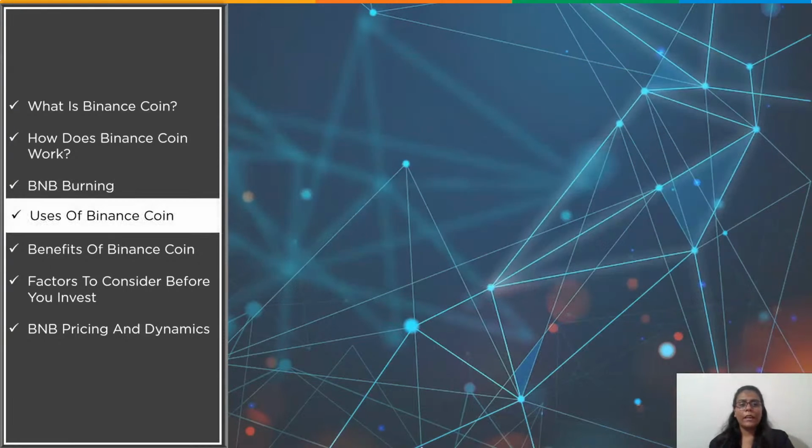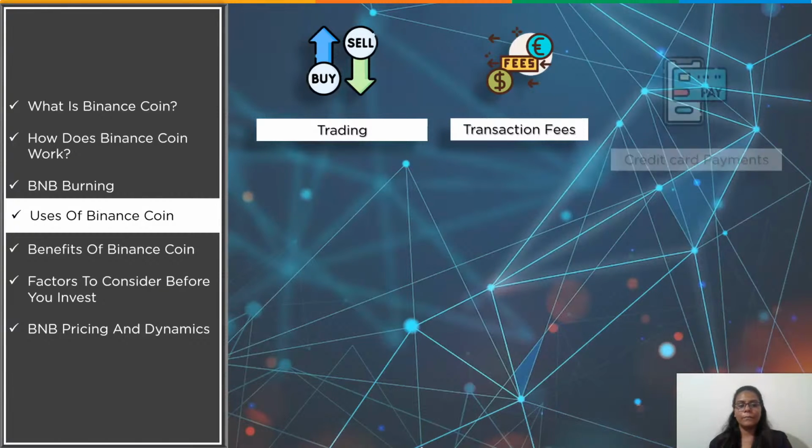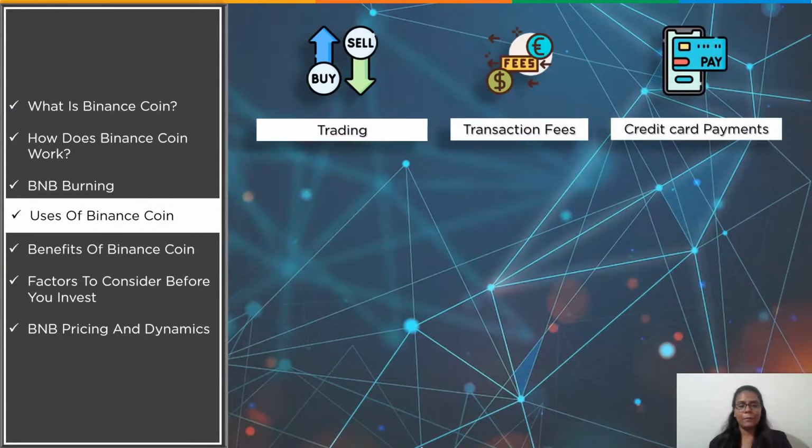The Binance Coin, like other developing cryptocurrencies, has a variety of applications outside of the Binance exchange, including: first is trading. Binance Coin can be exchanged for other cryptocurrencies on a variety of exchanges depending on the exchange's regulations. Next is transaction fees on the Binance exchange. Users can use BNB to pay for transactions on the Binance exchange and earn a hefty discount. Next we have credit card payments. On crypto.com, BNB can be used to pay for crypto credit card bills.